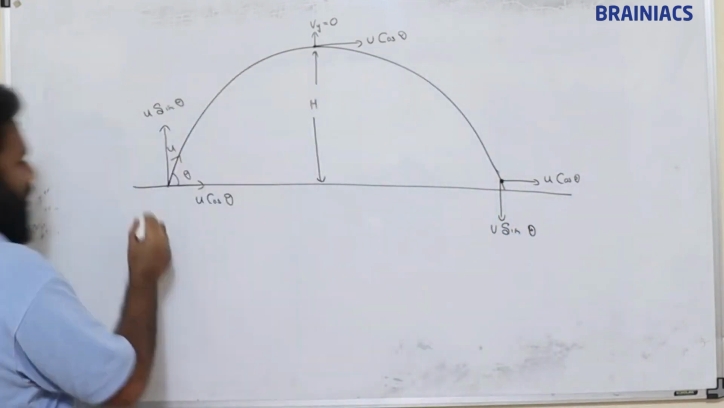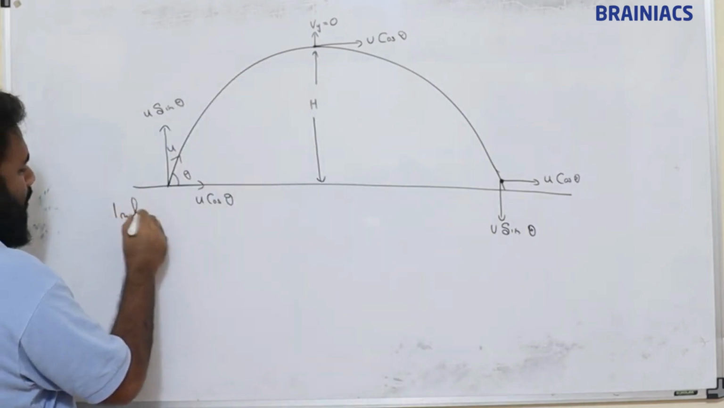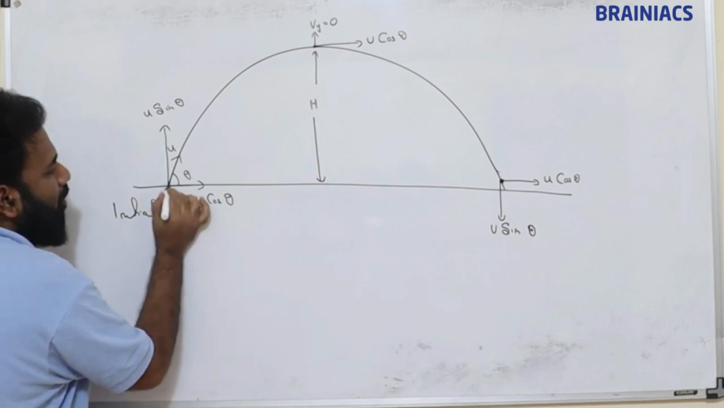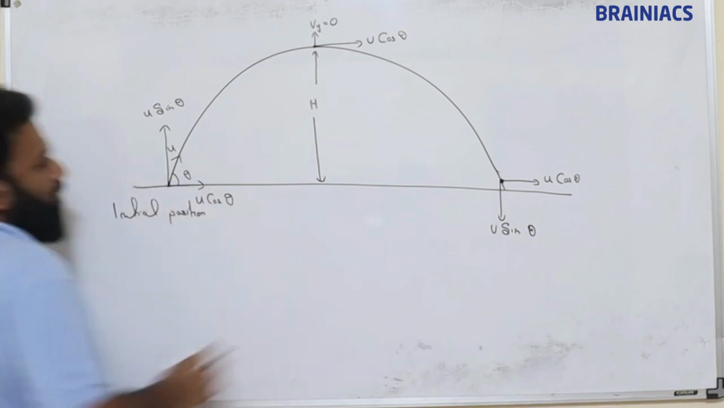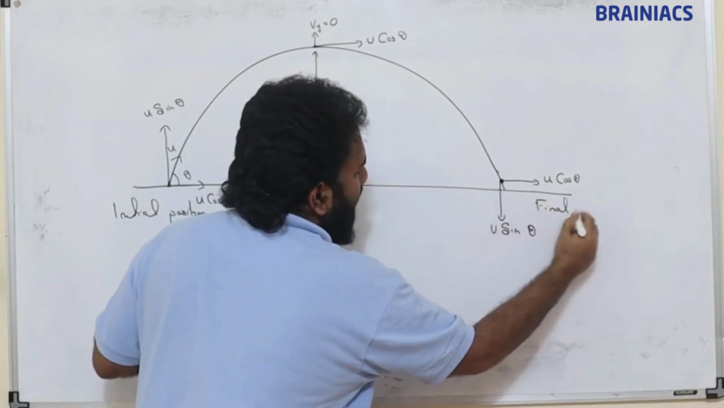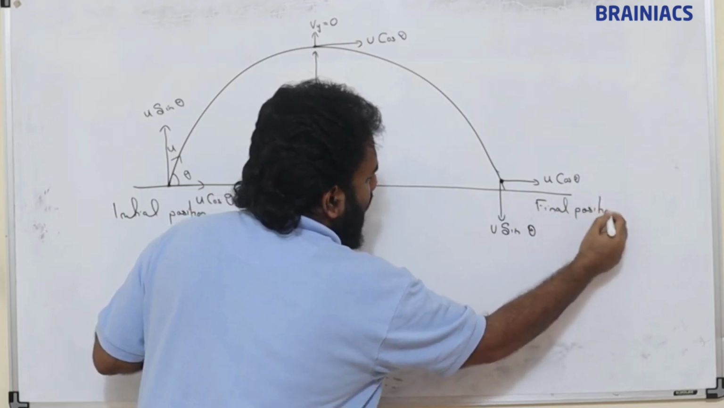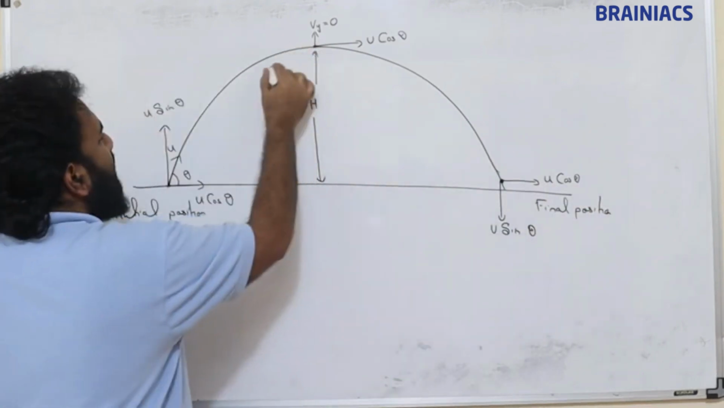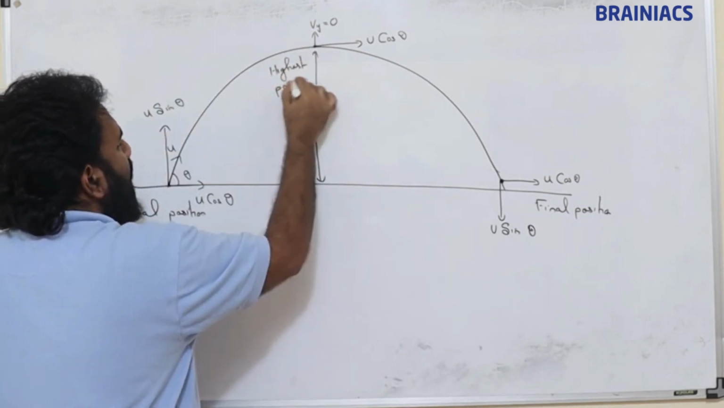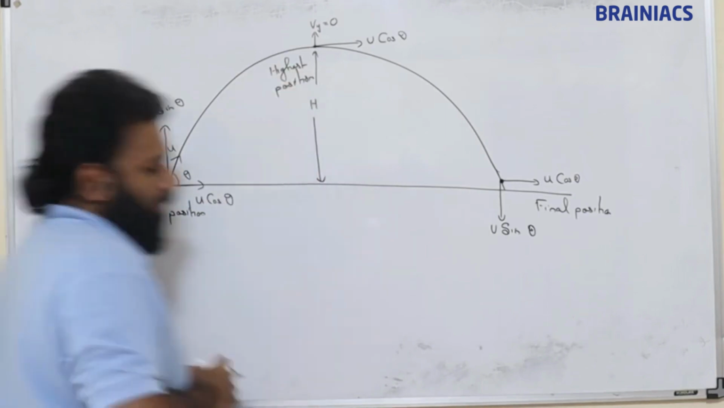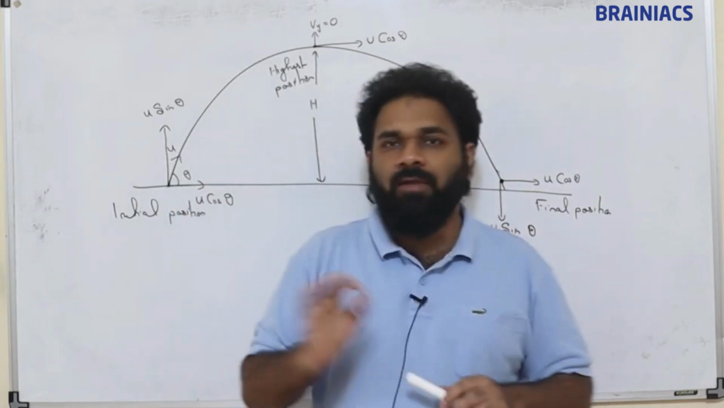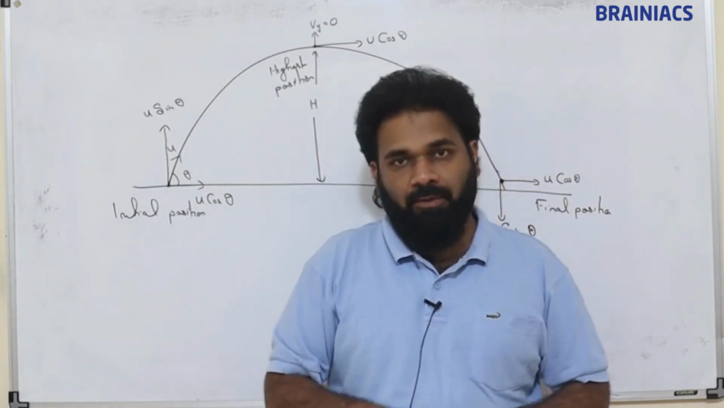Now suppose I write all these three-point velocities: initial position, highest position, final position. I am putting those names. Initial position means not here, but just after projecting. This is just before touching the ground, so this can be considered as the final position, and this is nothing but the highest position, right?